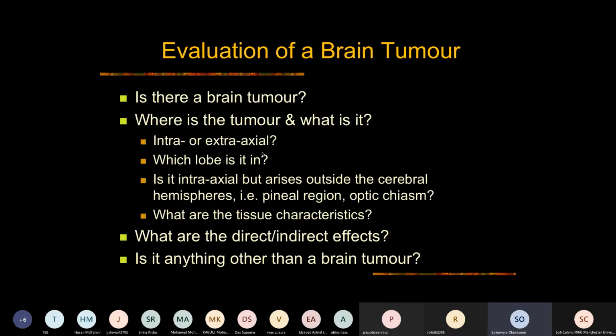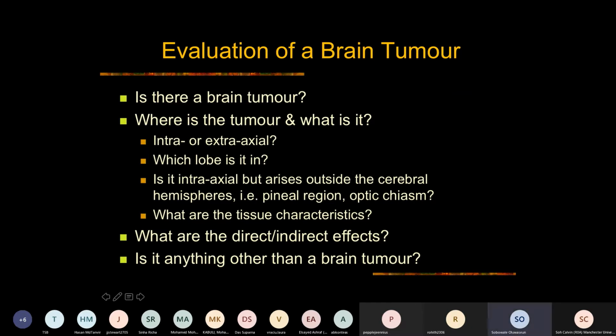So there are a lot of questions you may ask yourself. Firstly, is there a brain tumor? And if there is a brain tumor, what is it? Is it inside or outside the brain? Where is it? Is it in the frontal lobe, parietal lobe, temporal lobe? What is relevant to your symptoms?